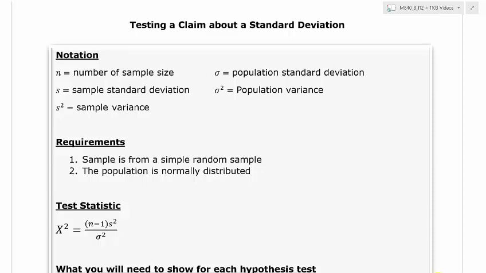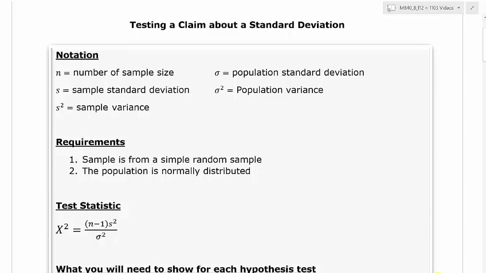Hello. In this video, we're going to be taking a look at testing claims about standard deviations. The notation: n is your sample size, s is the sample standard deviation, s squared the sample variance, sigma the population standard deviation, sigma squared the population variance.